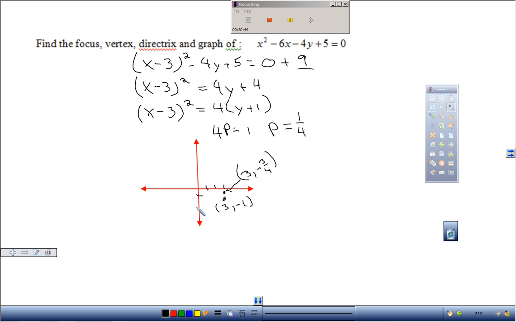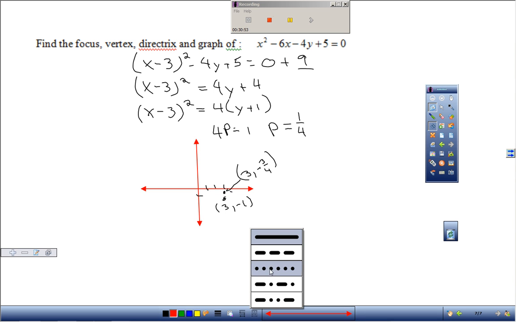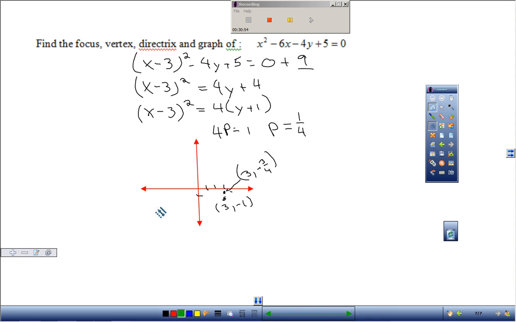And the directrix is going to be 1/4 of a unit away from there. So I'm going to try to draw in a directrix. Let's make it a different color, going straight across this way. The directrix in this case would have the equation y equals negative 1 and 1/4, because it's 1/4 of a unit from here to here and 1/4 of a unit from there to there.